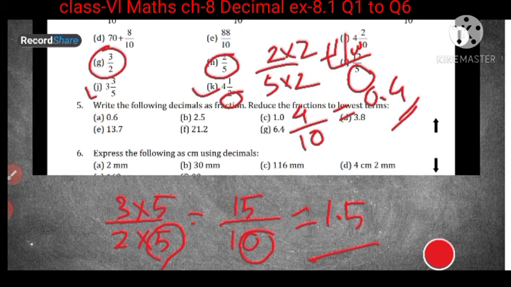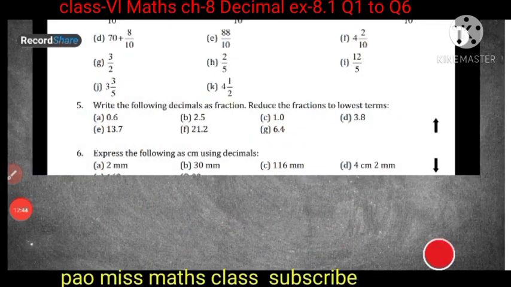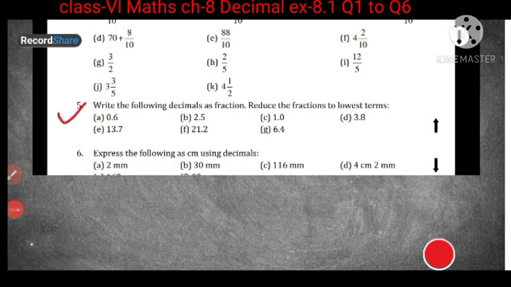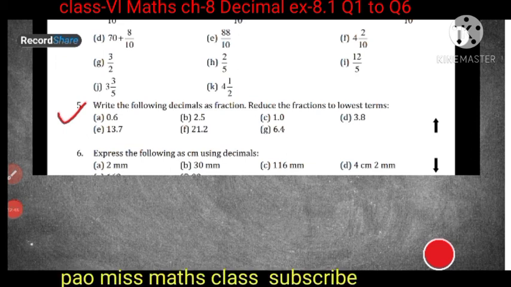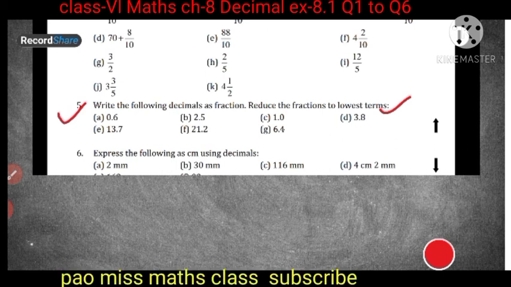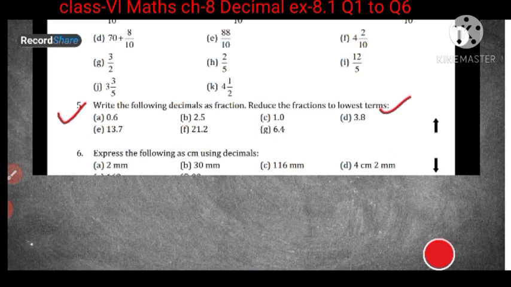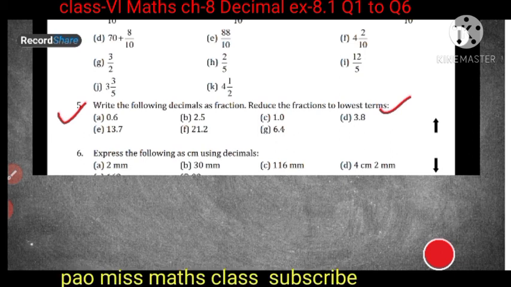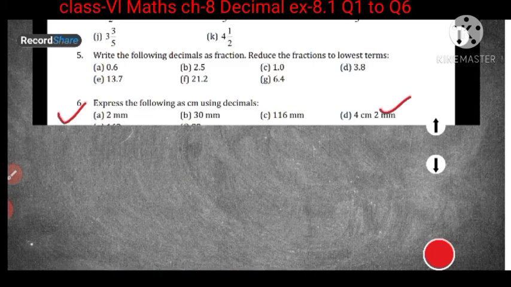Now come to question number 5. Write the following decimal as a fraction, reduce the fraction to lowest term. Now we have to convert the decimal to a fraction and then again reduce it to the lowest term. So first question is there. What we have to do? First we have to convert to a fraction.